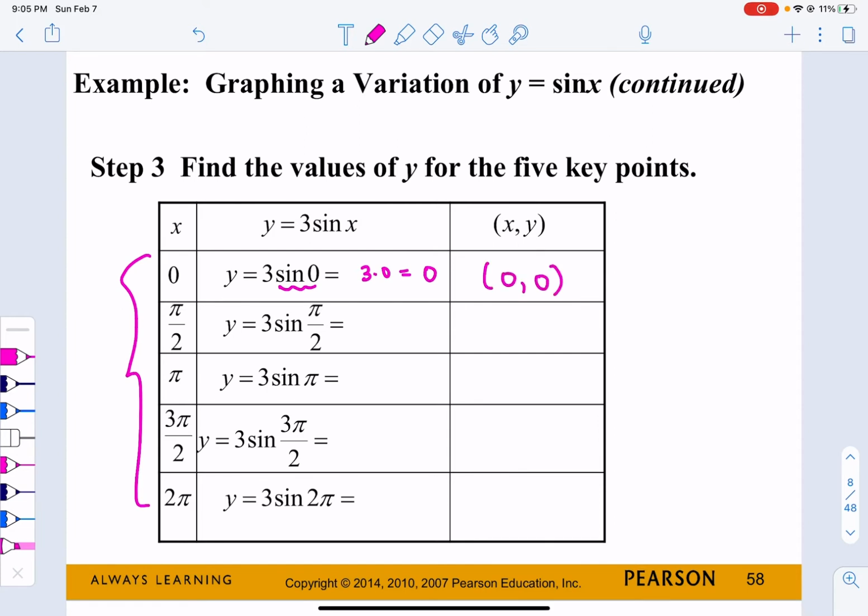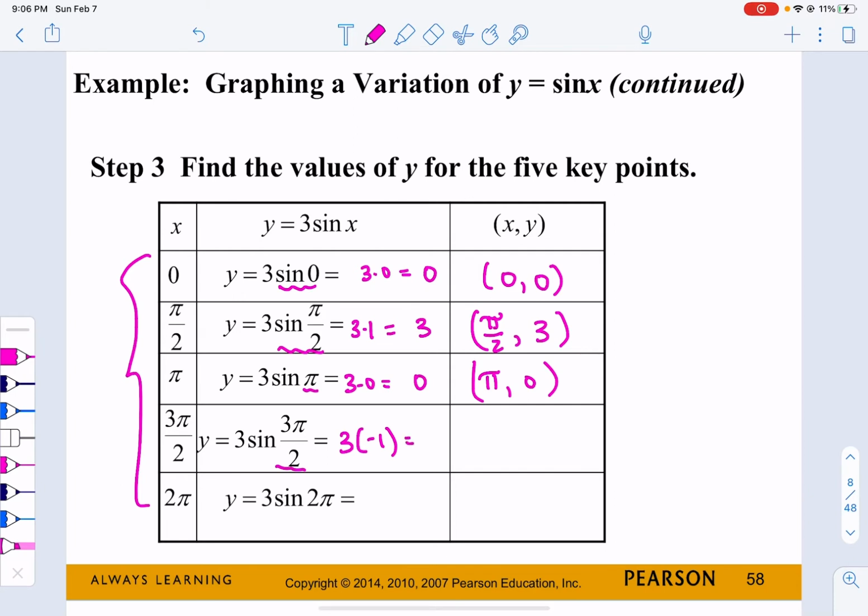If I have 3 sine of pi over 2, well, at pi over 2 the y value is going to be 1. So 3 times 1 gives us 3. So when we're at pi over 2, we're at 3. If I have 3 sine of pi, when we're at pi, that means we're back at 0. So 3 times 0 gives us 0. So we're going to have (pi, 0). For 3 pi over 2, that's going to give us -1 for our y value. So 3 times -1 is going to give us -3. So when we're at 3 pi over 2, we're at -3.